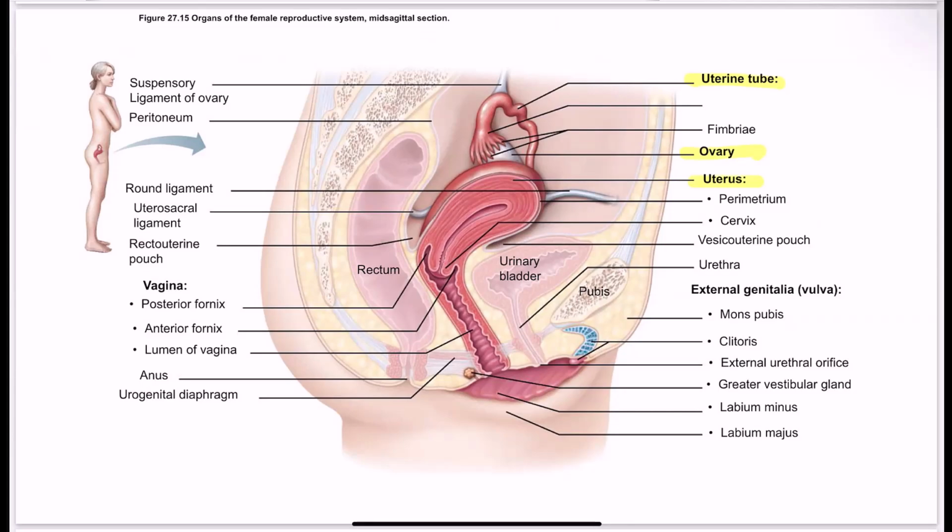Off of the uterus is the cervix. So cervix is a neck-like structure. So there's the cervix there. I'll highlight it in yellow. And then from the cervix, there's this channel called the vagina, which is a tube that opens to the outside. And so we're going to zoom in on each of these structures as we move through.